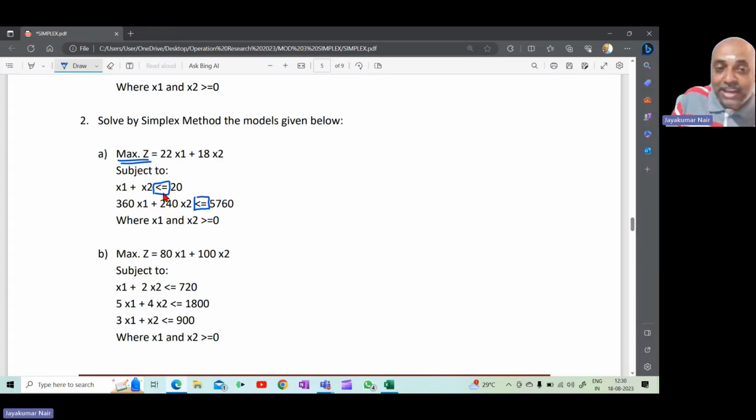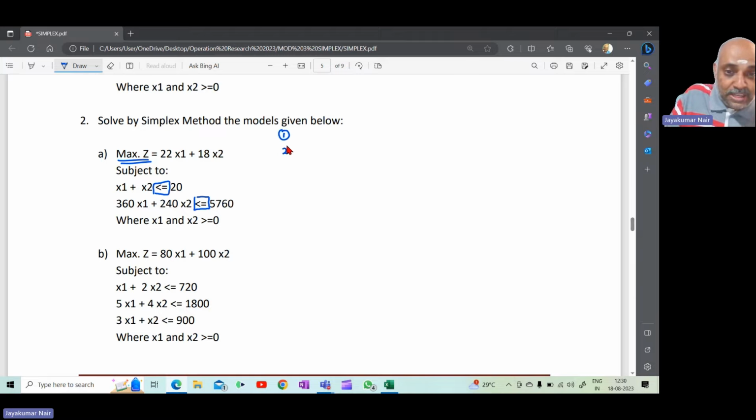Supposing if the sign was greater than or equal to, what you need to do is multiply the entire constraint by -1. So all the signs will change, even the inequality sign will change. So in this case, the first step is what? We have to check whether the constraints are in tune with the objective function. So here the constraints are in tune with the objective function. So first step is done.